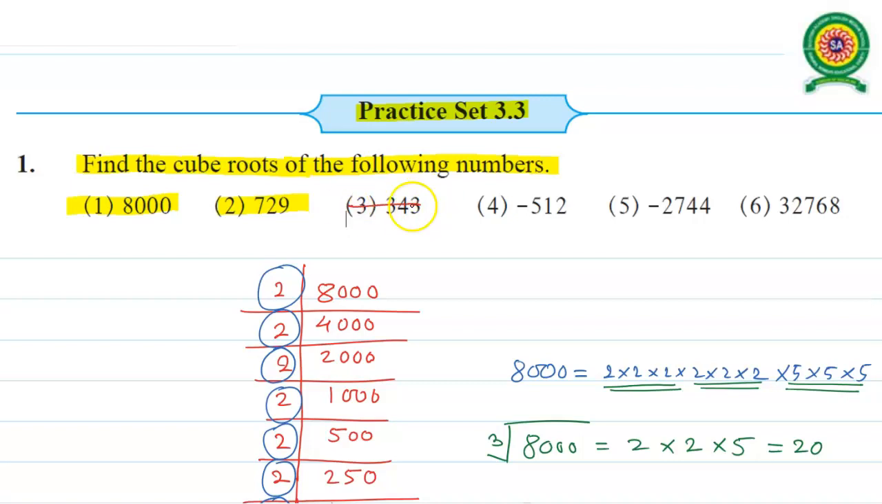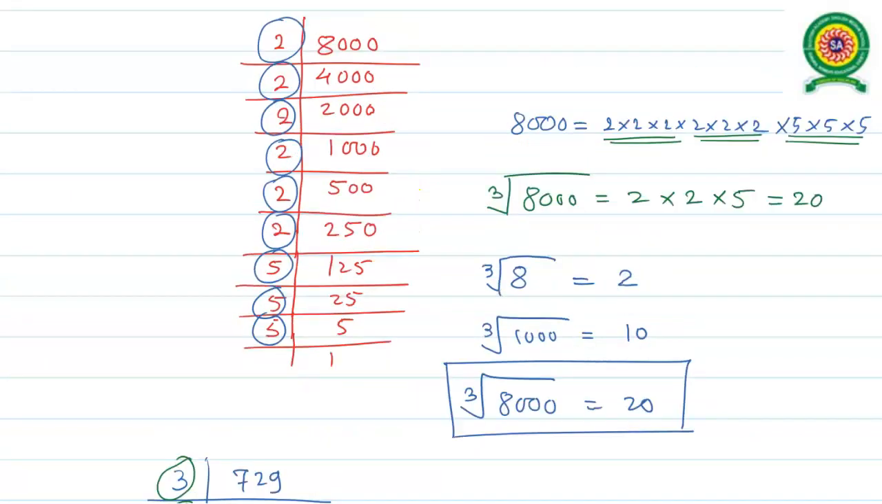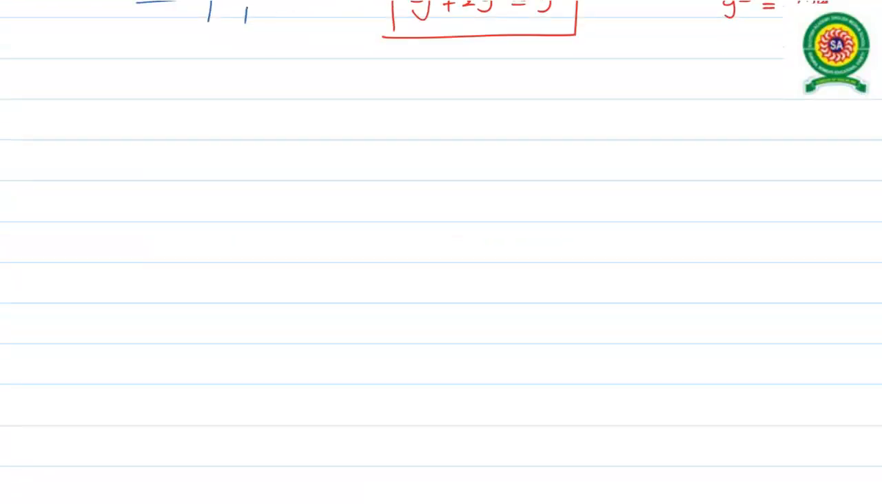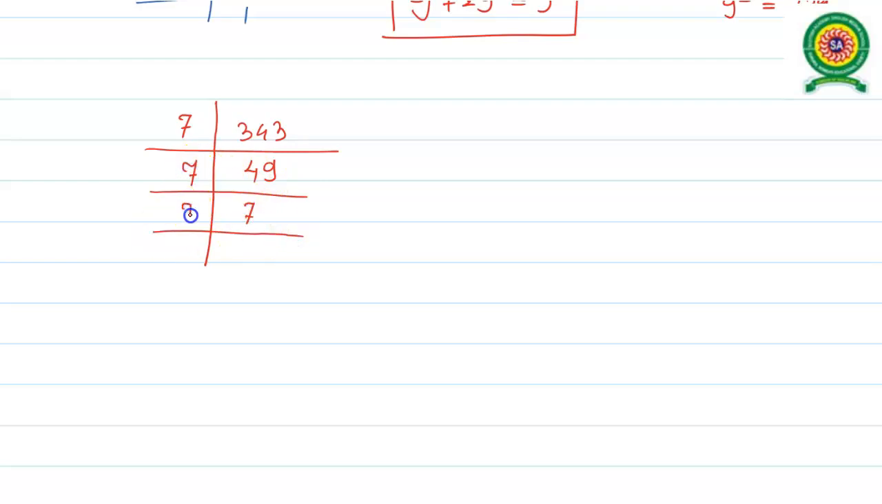343. We have to find the prime factors of 343 by using vertical division. 343 is divisible by 7. So 7 4s are 28, remainder becomes 6, 7 9s are 63. Next, 49 is divisible by 7. 7 7s are 49. At last, 7 1s are 7.